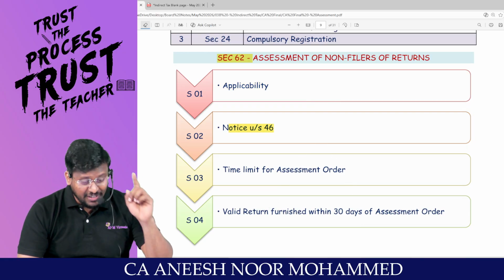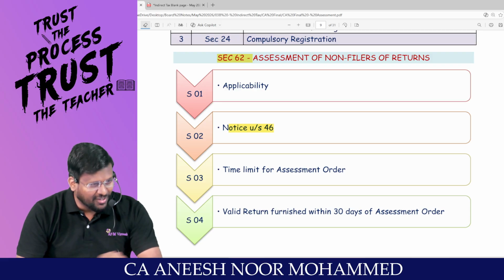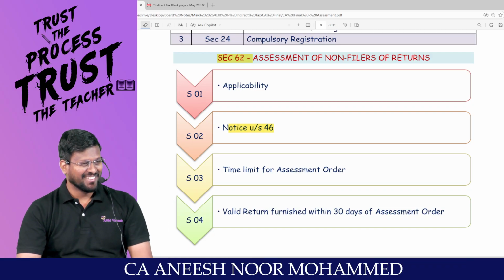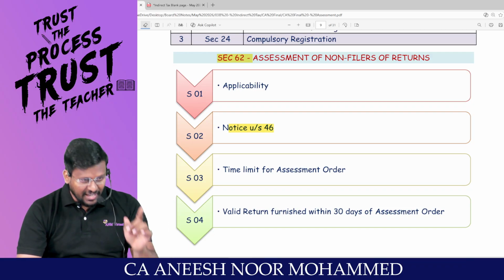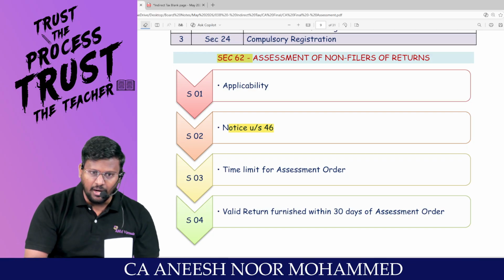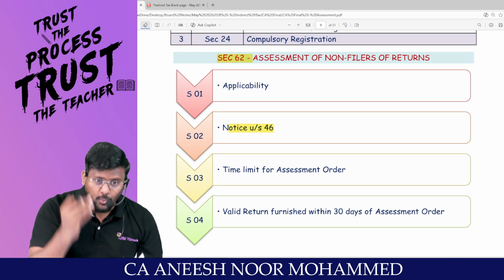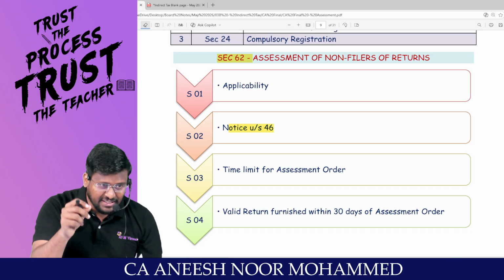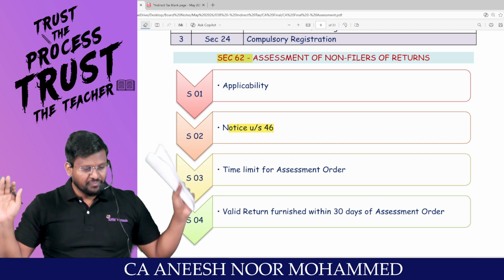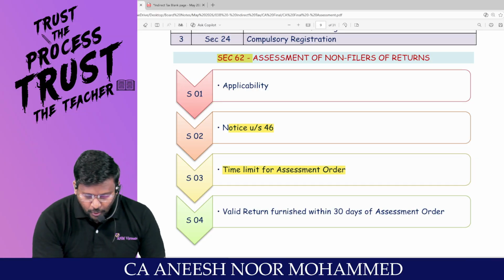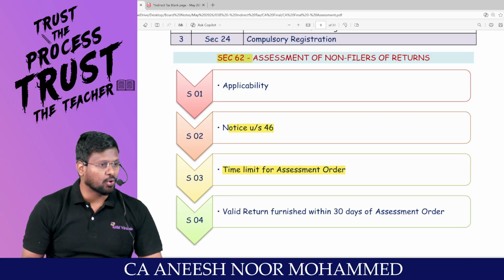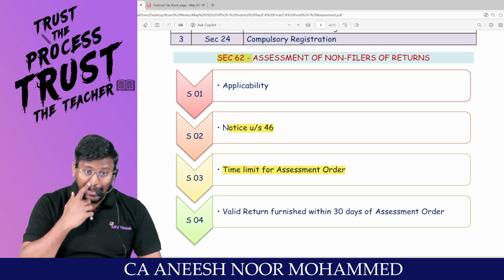But even after receiving the notice under section 46, if I called that particular girl and still she is sleeping, then the proper officer, without a return, according to the knowledge he has regarding that particular assessee, will pass an order. That's the time limit for the assessment order. What is the maximum time limit for passing the assessment order?